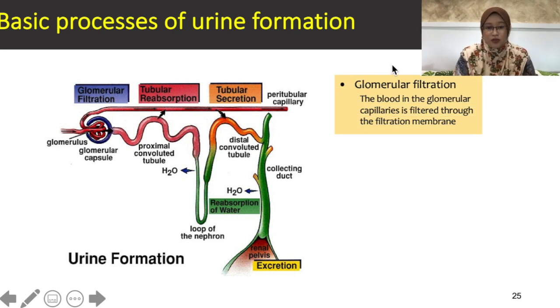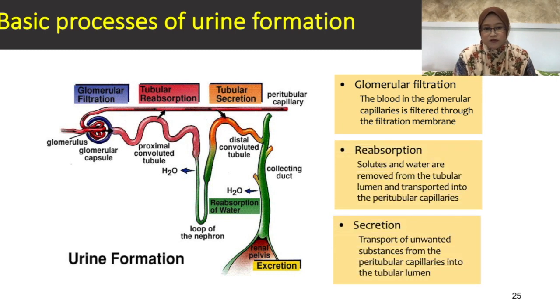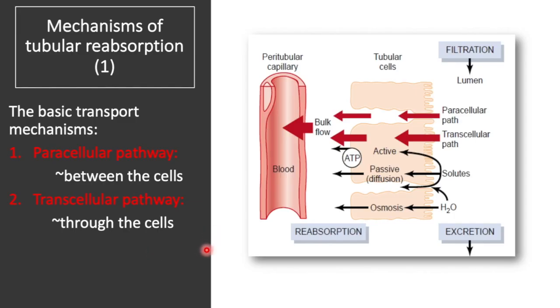So we have covered glomerular filtration. Now we will look into the next process in urine formation, which are reabsorption and secretion process. The tubular reabsorption occurs via two basic transport mechanisms, which are paracellular pathway, which is between the cells, and transcellular pathway, which is through the cells.